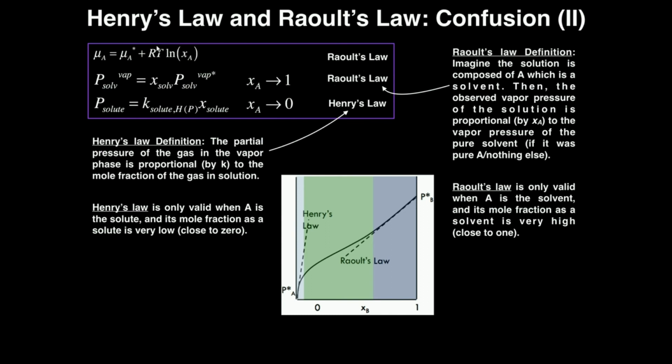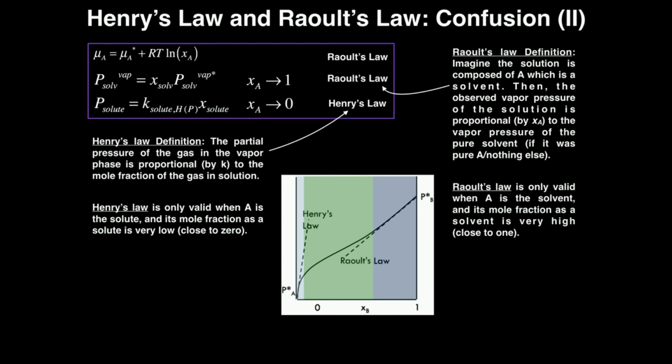Raoult's law has another equation that describes it, and it's this. The chemical potential of ethanol, in other words, our solution, is equal to the chemical potential of pure ethanol plus RT natural log of the mole fraction of A, okay? If this equation is also satisfied, which you don't really do calculations with, it's a conceptual thing for the most part, then it's satisfied by Raoult's law also.